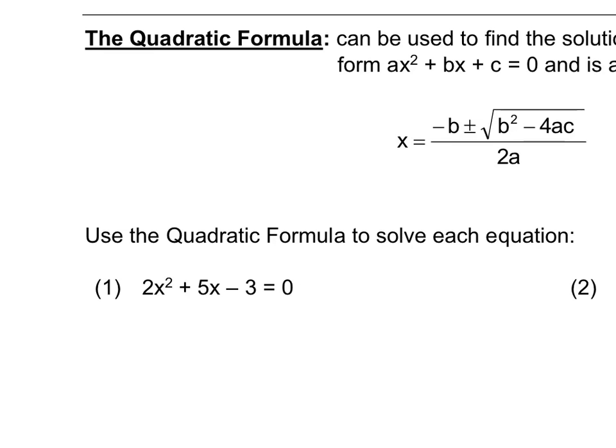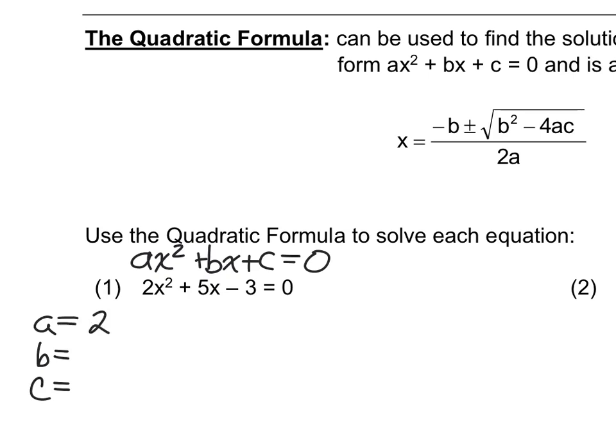In this equation, we have the proper format, which is first and foremost. It needs to be in the format of ax squared plus bx plus c equals 0. So that's what we have here, so that's good news. And we just want to identify the a, b, and c values, because once we have those, we know exactly what's going into our formula. So the a value is 2, the b value is 5, and the c value is negative 3.